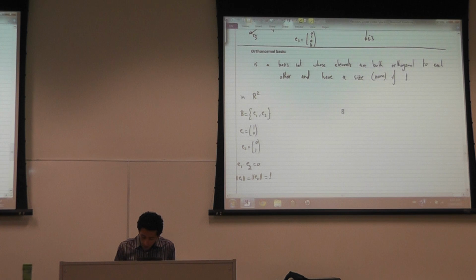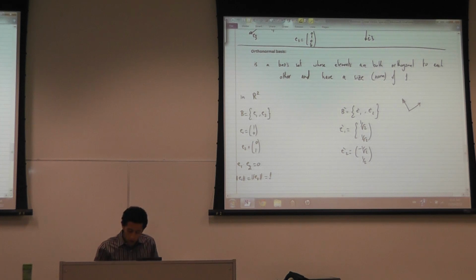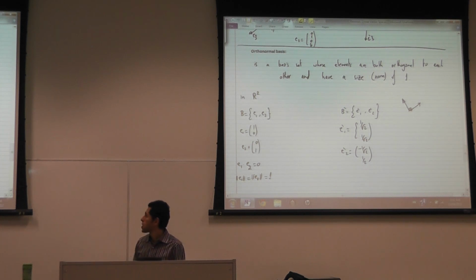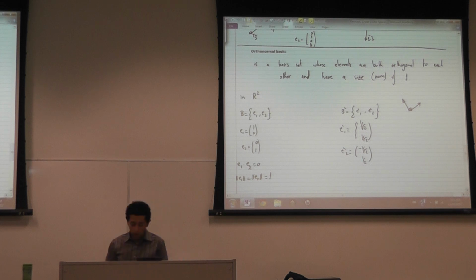Or B prime, which is equal to E prime 1, E prime 2, where E prime 1 is equal to 1 over root 2, 1 over root 2, and E prime 2 is equal to negative 1 over root 2, 1 over root 2, which is basically this vector and this vector. They're perpendicular to each other. Any vector in R2 can be represented as a linear combination of those two vectors. Again, this is an orthonormal basis set.